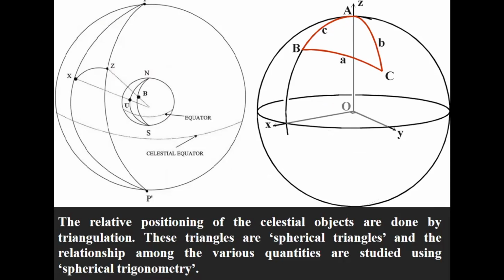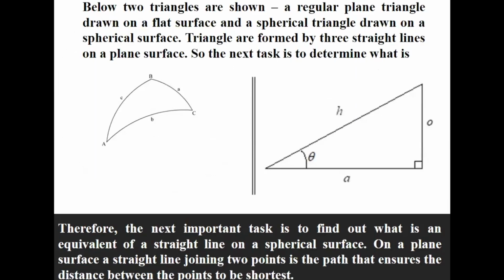So, now the question is, in plane trigonometry, we form a triangle by three straight lines. What is a straight line on a spherical surface? That is the first thing we have to resolve. That's what we will do now. What is a straight line on a spherical surface? Now, two triangles are shown here. One is a regular plane triangle, as I showed, and another one drawn on the spherical surface.